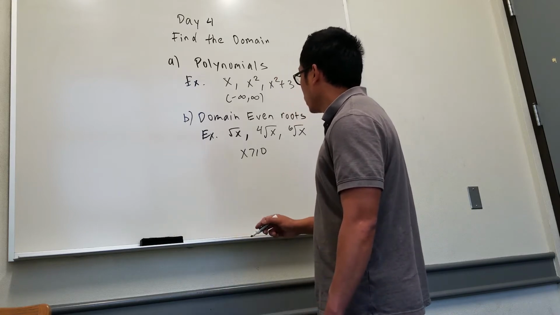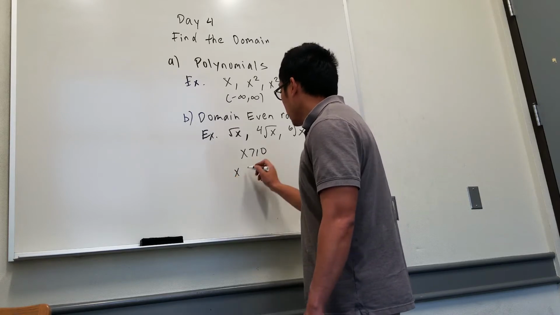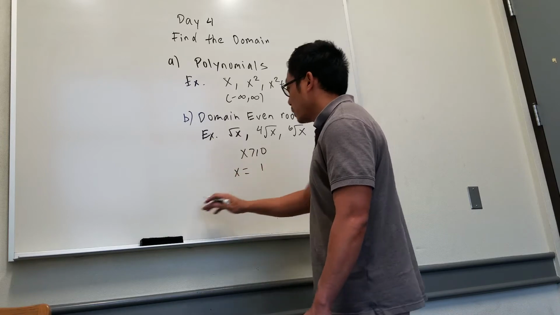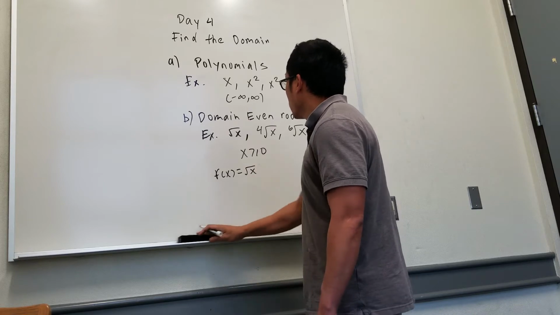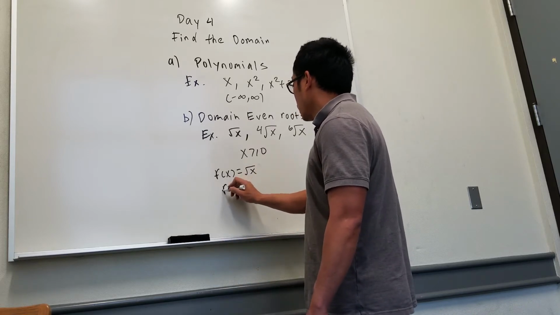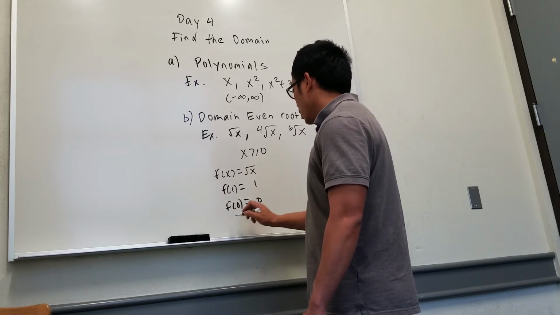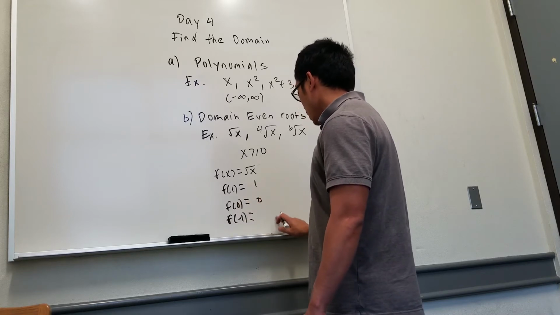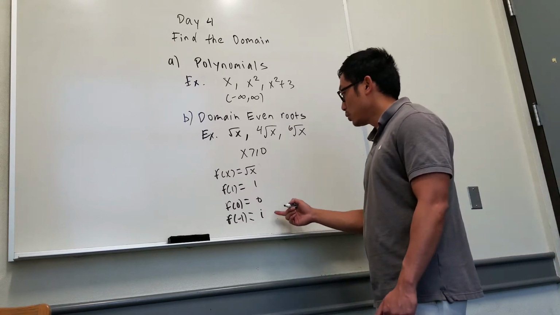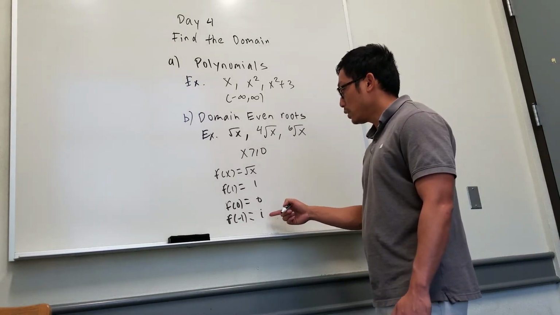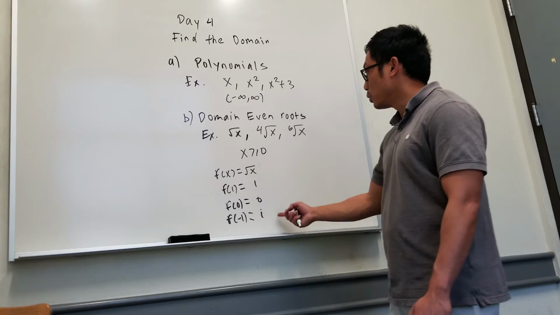Let's do an example. Let's plug in x equals 1 for this problem. We have a function, f of x equals square root of x. Let's plug in 1. What do you get? 1. What if I plug in 0? I get 0. What if I plug in negative 1? I'm going to have i. If you look at a scientific calculator, it'll probably tell you there's no solution or error. So it's i, or in this case, no real solution.